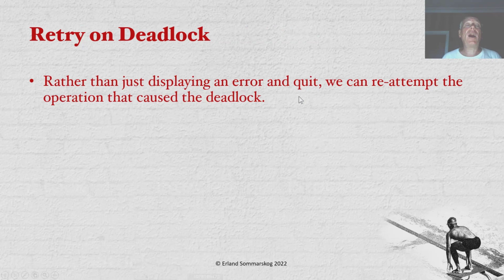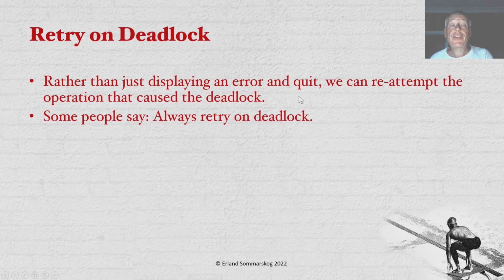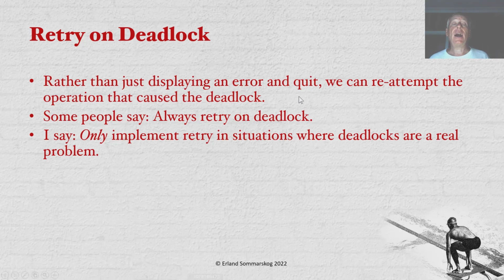Now, move over to retries on deadlock. Rather than just saying, okay, we had a deadlock, give up and quit, since it's a concurrency error, we could reattempt, and maybe next time we will succeed. That's actually quite likely. Now, some people say we should always retry on deadlock. That is best practice. You should always do this. I disagree. I say only implement deadlock retry when you actually have a problem with deadlocks and you can't resolve them in another way.